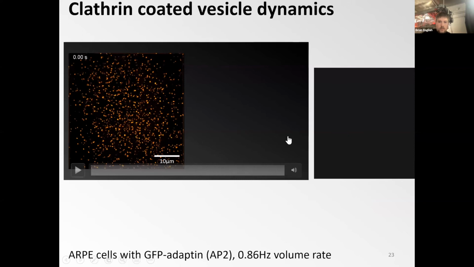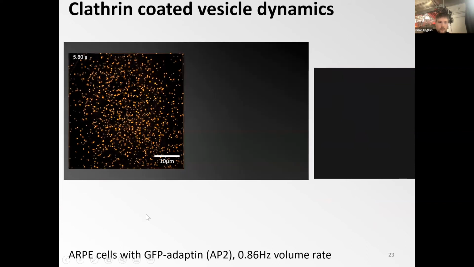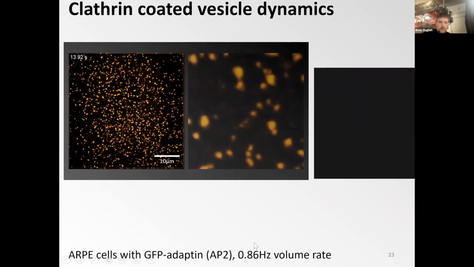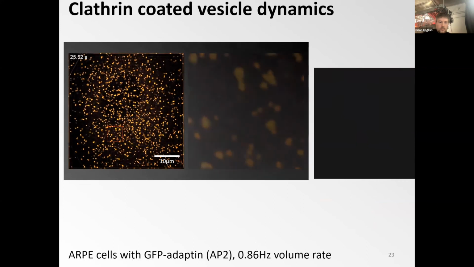Another fast dynamic application we could foresee is tracking clathrin-coated vesicles. So here, this is a top view and a side view of the cell. They are ARPE cells that we imaged. And then we show the movie here. So here you can see the vesicles and then some zoom-ins of regions of interest. And this was also done at roughly 1 Hertz.